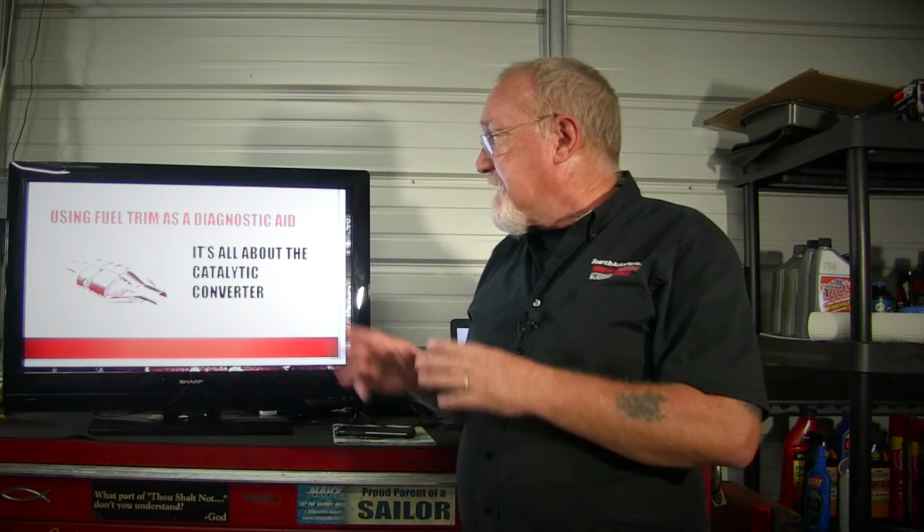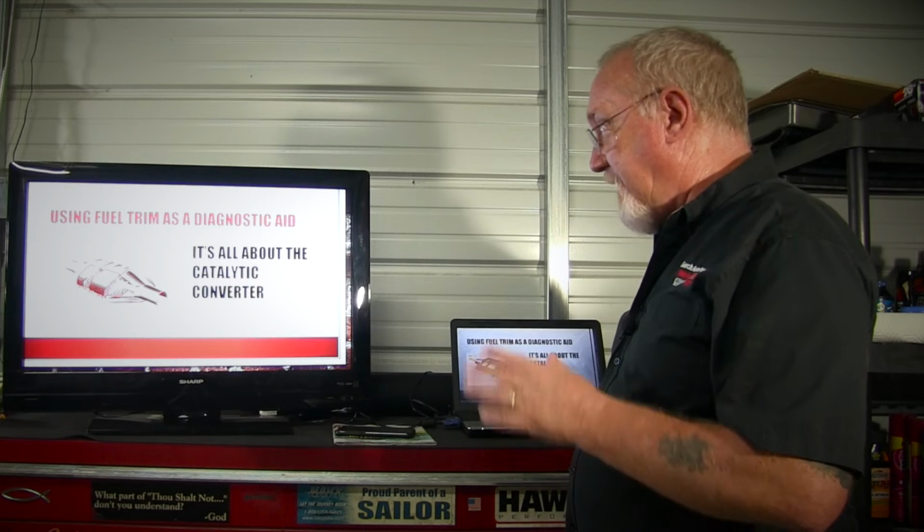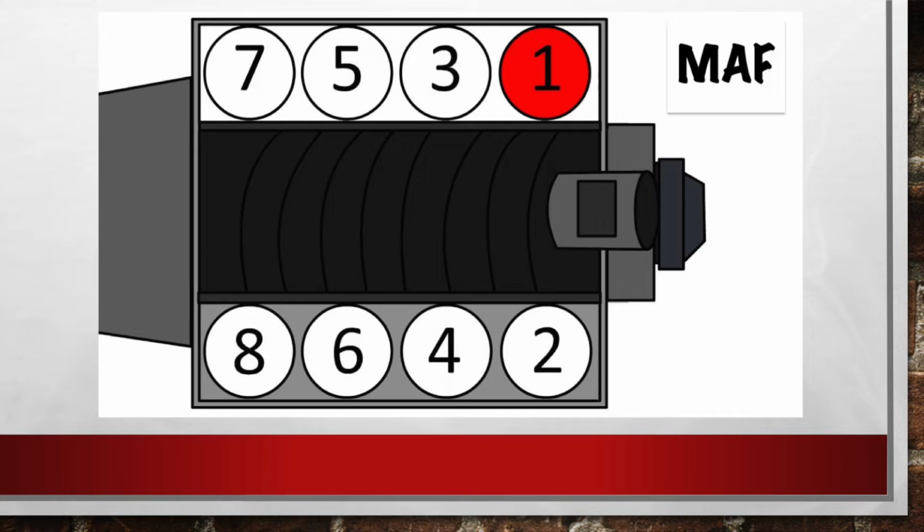Either two things are going to happen. Either way too much air is going in, or way too much fuel is going in. Way too much fuel is a bad thing, because that's definitely going to cause that catalytic converter to overheat. Let's take a look at that in a little more detail, see if you understand what I'm talking about here. Now, this is only going to work with MAF systems.